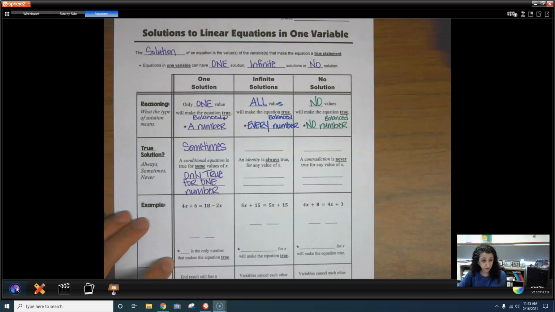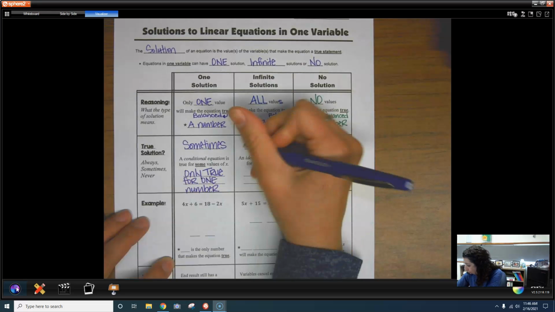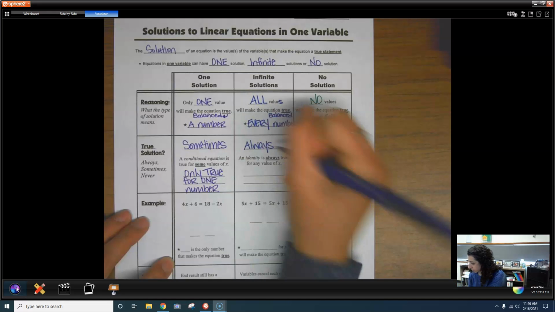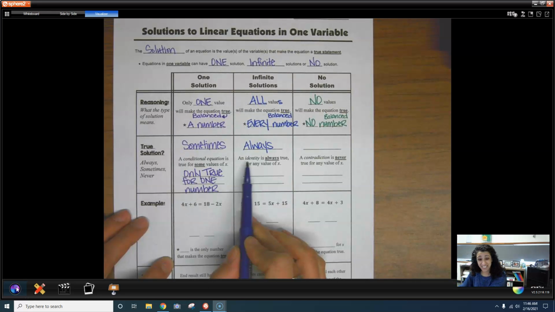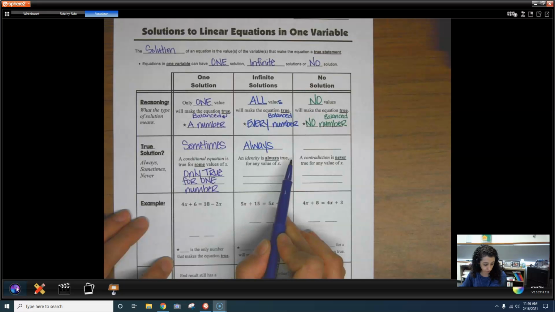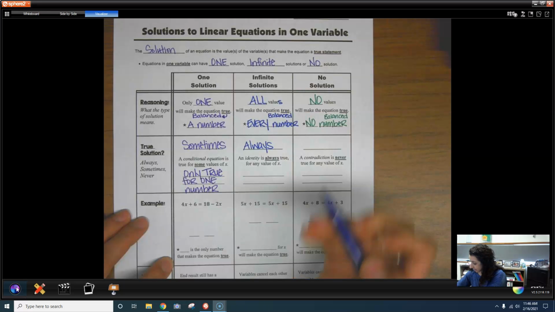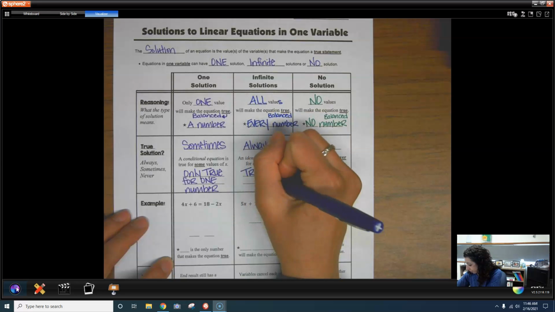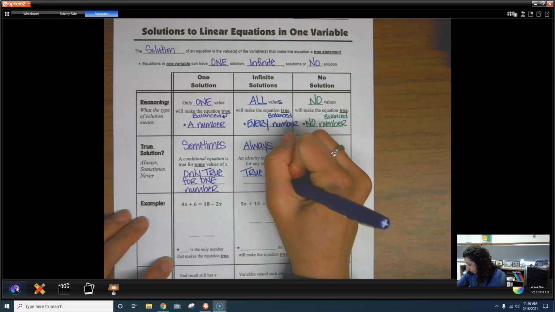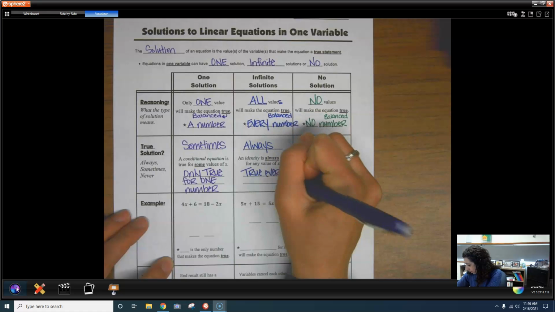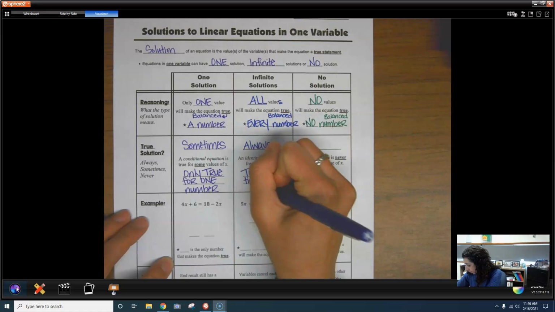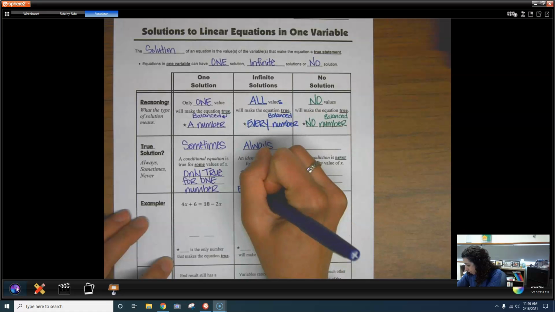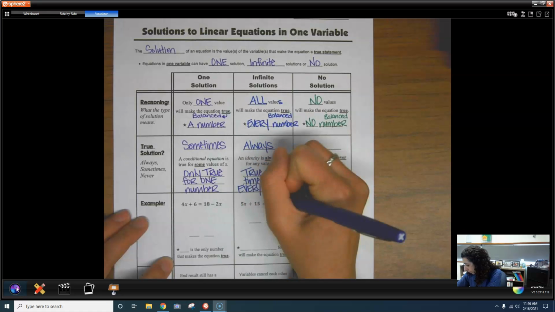And then infinite solutions is that it's always true. So an identity equation is always true for any value of x, and it is going to be true every time, for every number.